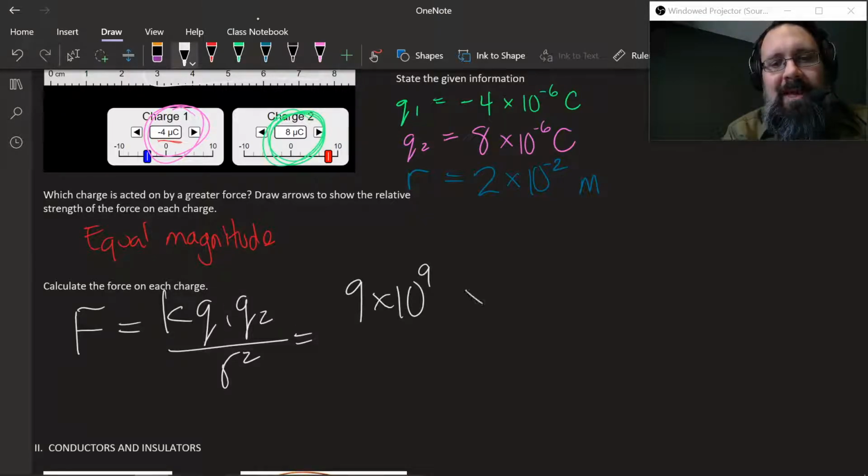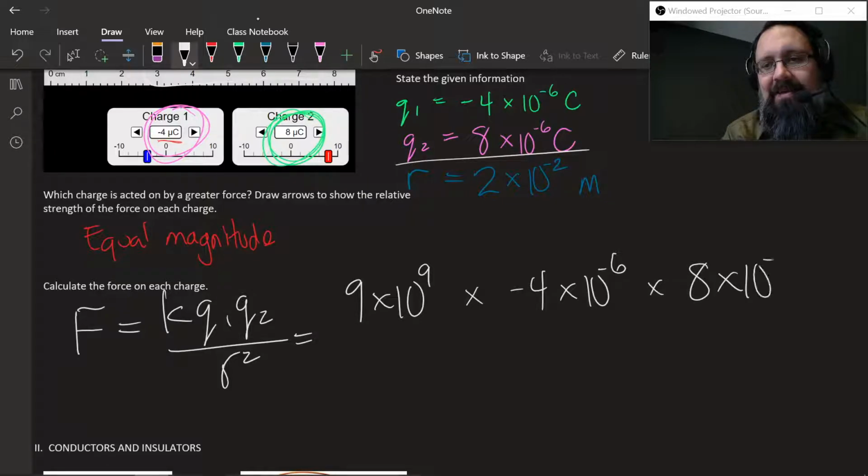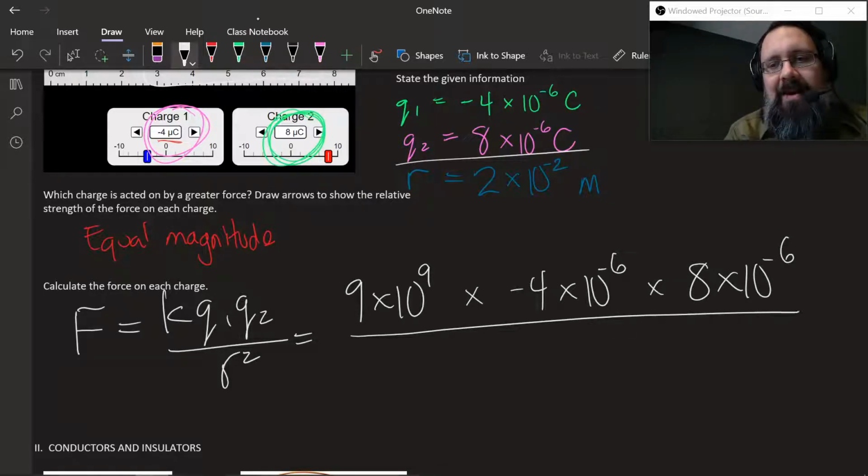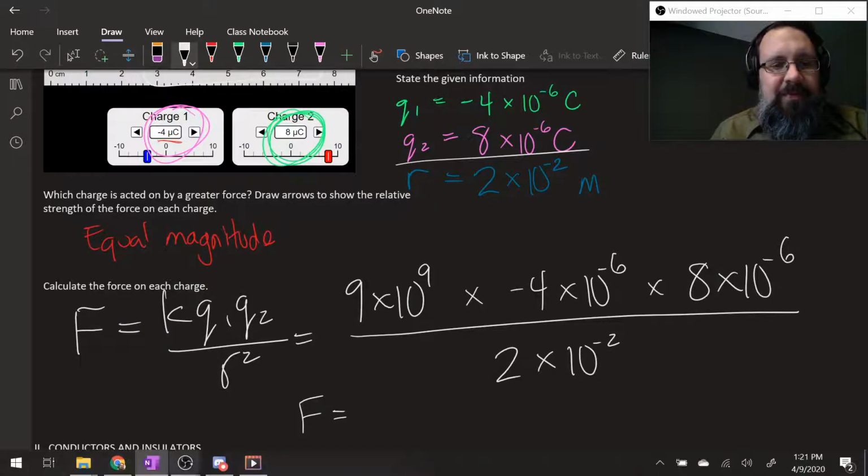And then we'll multiply that by Q1, which was negative 4 times 10 to the negative 6. And we'll multiply that by Q2. Did I do this right? Q2 is 8 times 10 to the negative 6. And then we're going to divide that by r squared, where r was 2 times 10 to the negative 2. And then if we throw all those numbers in a calculator, we'll have the force between them.